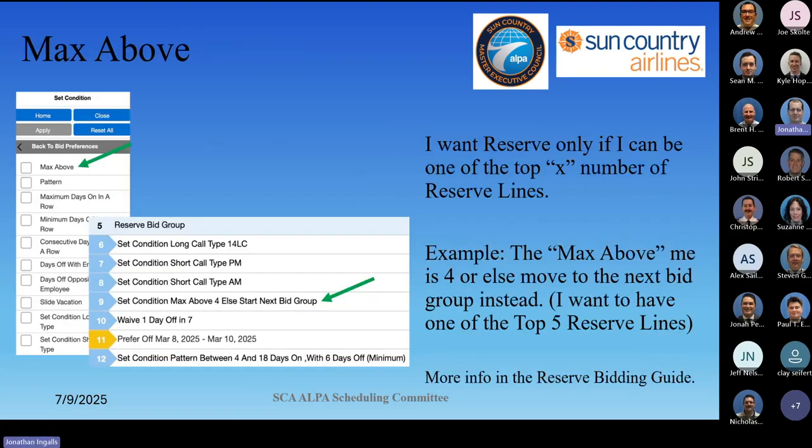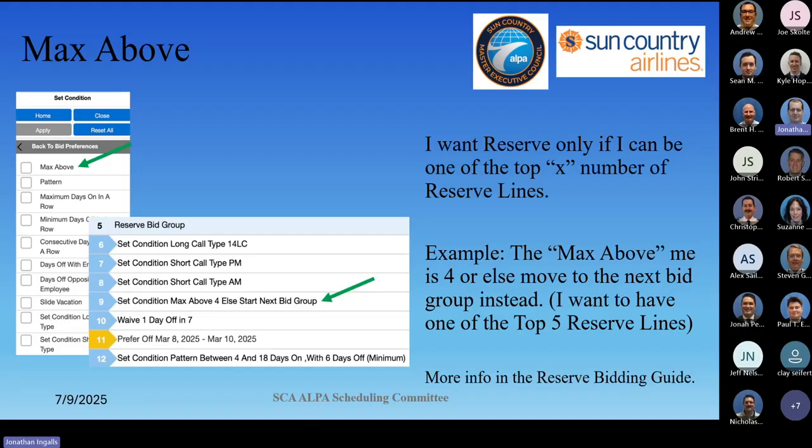This is kind of a cool feature called max above. Max above is saying that I'm only willing to be on reserve if X amount of people are above me on reserve. So in this example, set condition max above 4, you are saying I'm only willing to be on reserve if I'm the number 5 or higher reserve line holder. You're saying I'm only willing to let 4 senior people be on reserve above me, otherwise put me back into pairings. You could say max above 0, and you're saying that I'm only willing to be on reserve if I am the most senior reservist on property for my bid group.